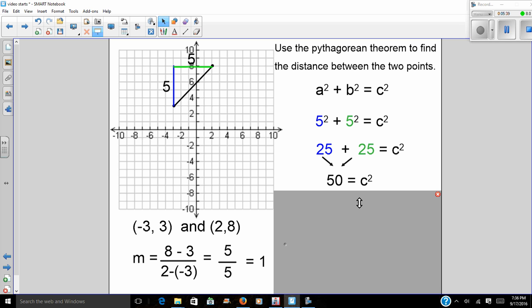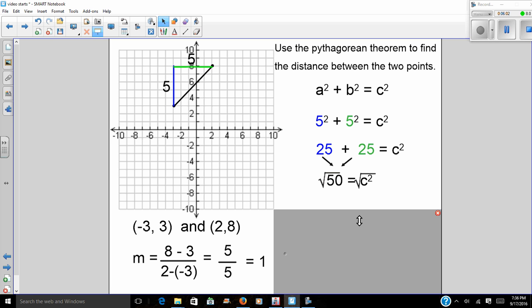C squared is not a fully simplified equation. So in order to do that, we are actually going to take the square root of both of these sides. In order to magically undo a square, we take the square root. But what we do to one side, we have to do to the other. So we're taking the square root of c squared over here, and in order to keep the equation balanced, we're taking the square root of 50 on the left side of the equation.